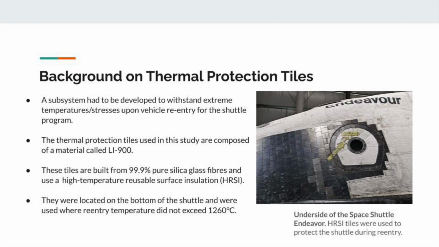Some background on these thermal protection tiles is they're composed of a material called LI 900. These tiles are built from 99.9% pure silica glass fibers and use a high temperature reusable surface insulation. They are located mainly on the bottom of the shuttle and were used when re-entry temperatures did not exceed 1260 degrees Celsius.